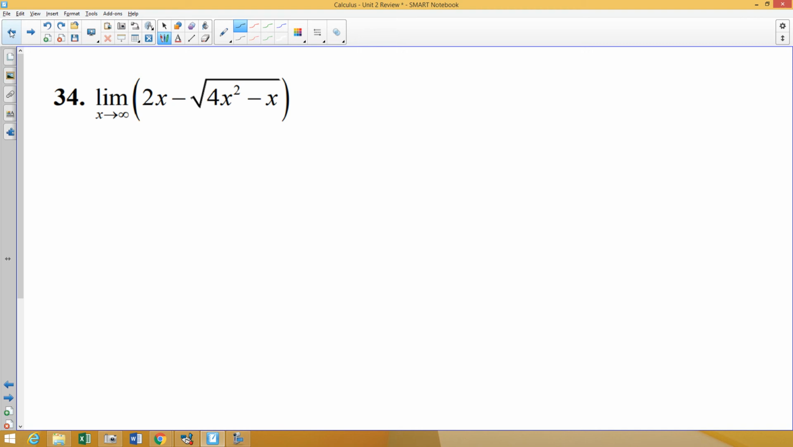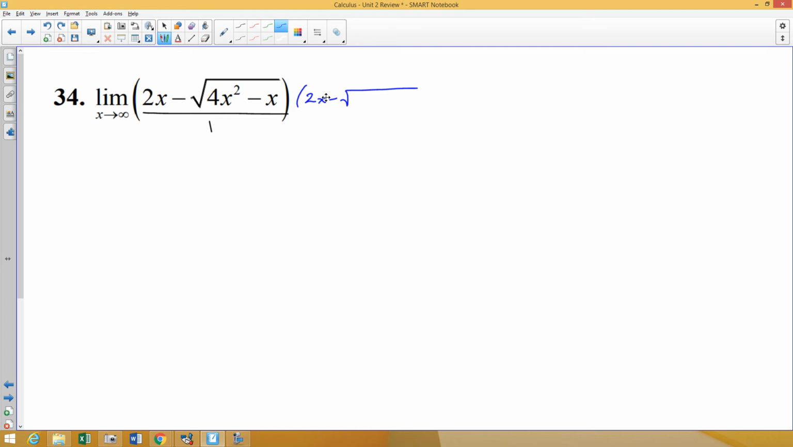So 34. X is approaching infinity, which is when I want to do the degree on top and bottom, or divide by the high power of x in the denominator. The problem with this one is there is no denominator with variables. The current denominator is 1, and that's a problem. So we're going to force variables into the denominator by multiplying the top and the bottom by the conjugate.